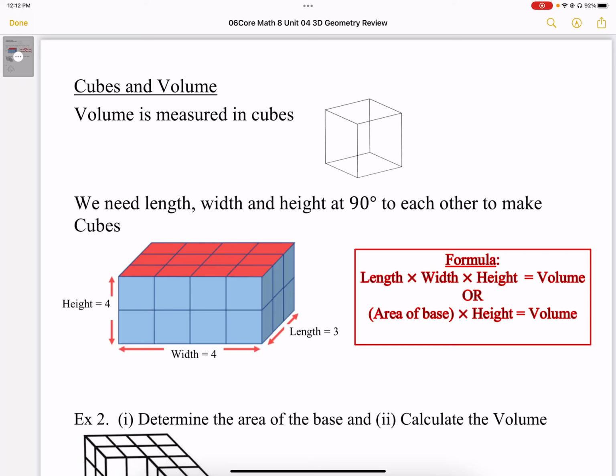So the key idea in measuring volume is that volume is measured in cubes. We have to find the number of cubes. To do that, we're going to take squares and go 90 degrees, 90 degrees, give it thickness or height, and that will give us a cube, which makes volume. So in essence, when we are calculating volume, we want to count the number of cubes that we can see.